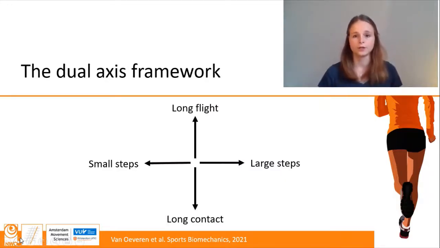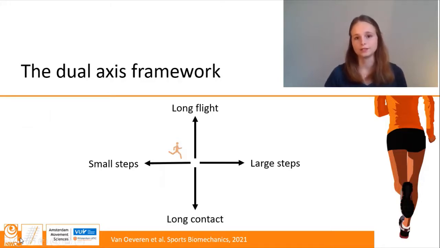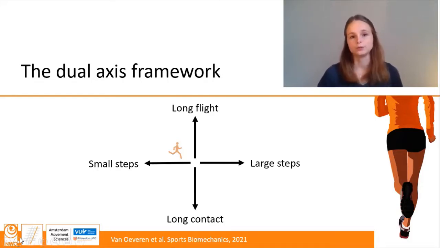In the dual axis framework, the horizontal and vertical component of the center of mass trajectory are depicted on the two axes, hence the name dual axis framework. The combination of the two axes puts the runner at a certain location in the dual axis framework, and this location is associated with a certain running style. In this way, the dual axis framework can be used to describe the current running style of a runner.